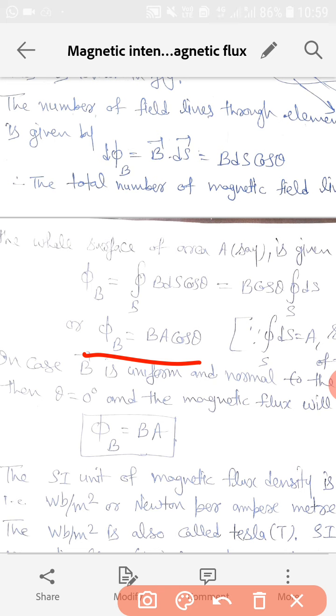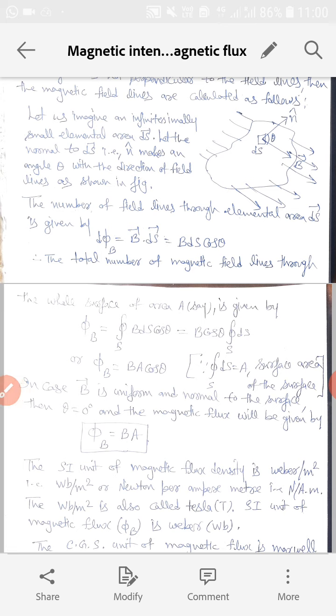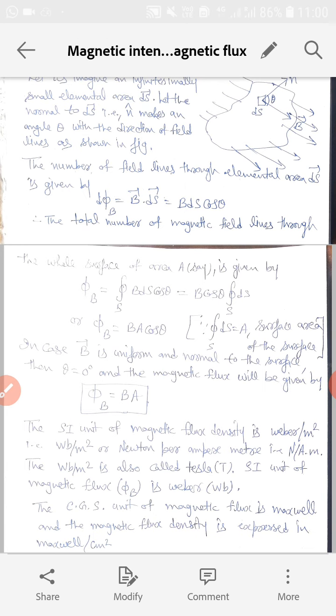Now if we consider the given area is held normal to the magnetic field B, which is uniform as we have already considered, then theta becomes 0. With theta 0, cos theta is 1, so phi B becomes B into A. So the total magnetic flux through this area equals the magnetic induction or magnetic field intensity into the area. So this is how we define the magnetic flux.